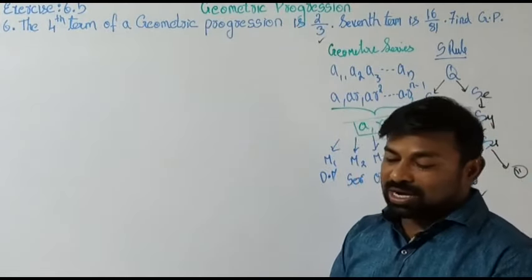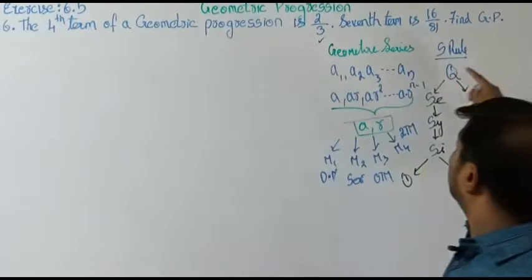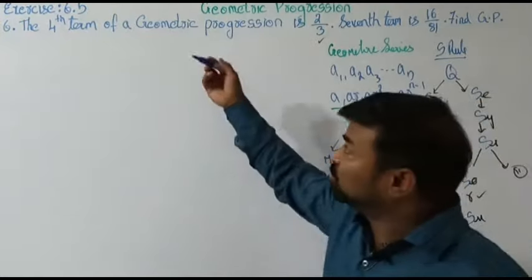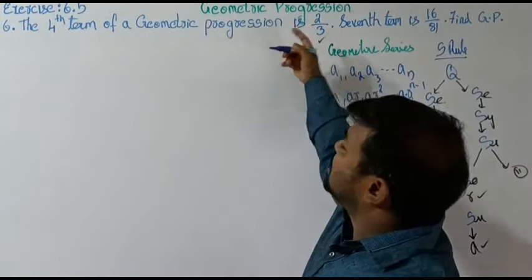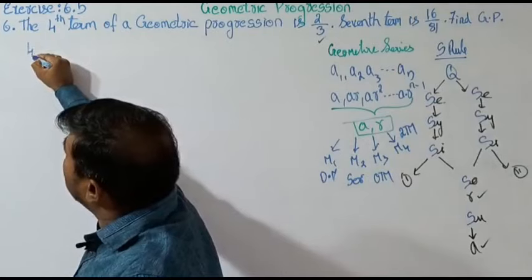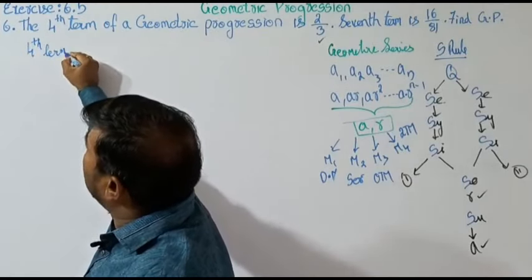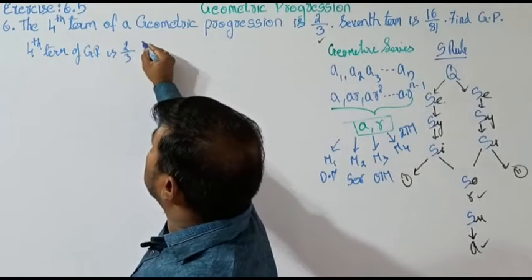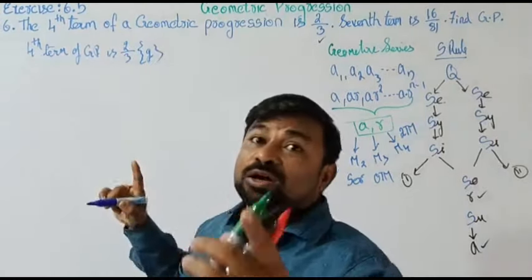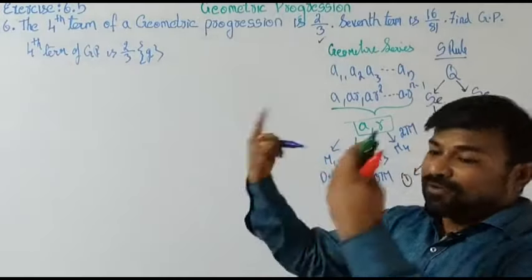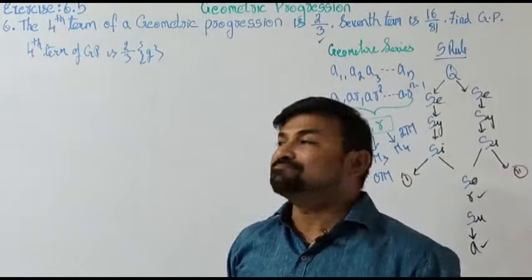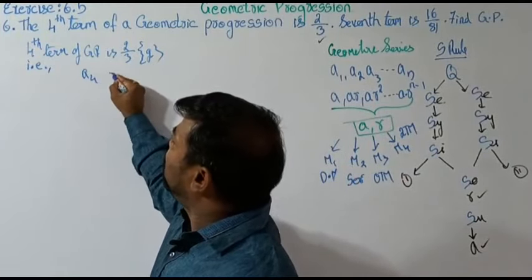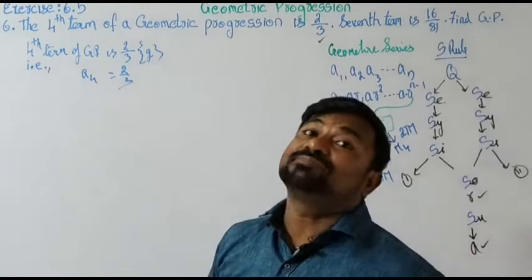So, let's go step by step. From the question, pick two sentences. We take: the fourth term of a GP is 2 by 3. This is what we have taken from the question, so we have the sentence. From the sentence, as I said, we write in terms of symbols. So how to write it? A4 equals 2 by 3. I have written it in terms of symbols.